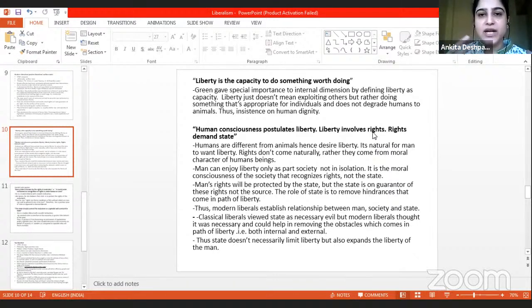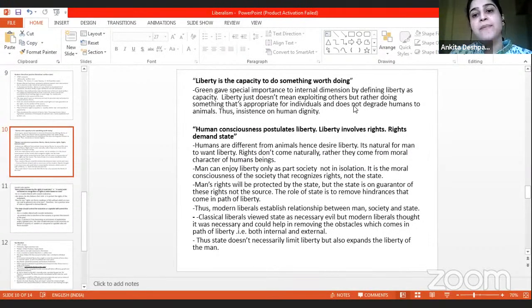T.H. Green is very affected by this concept of moral freedom, morality, moral consciousness. So he believes that liberty accepts rights. But these rights are nothing but the moral character of the people. They come from the moral consciousness of the people. These rights are recognized by society, not by the state. Because where do you see moral consciousness? According to T.H. Green, it is seen only in society.